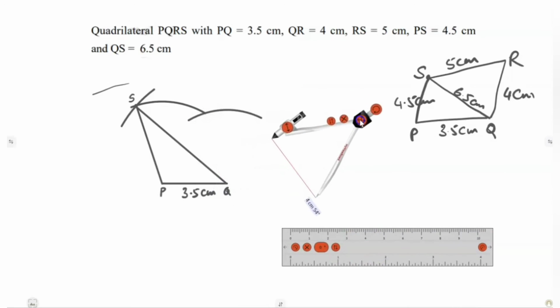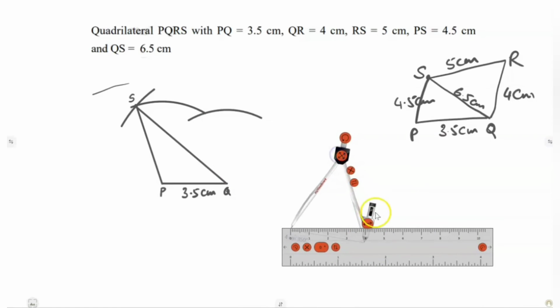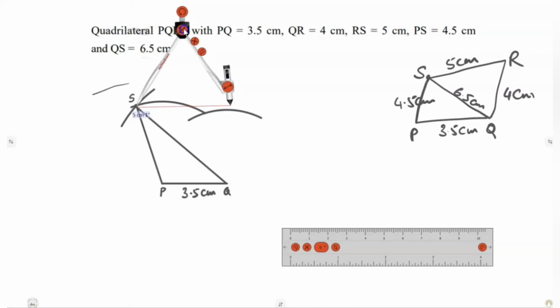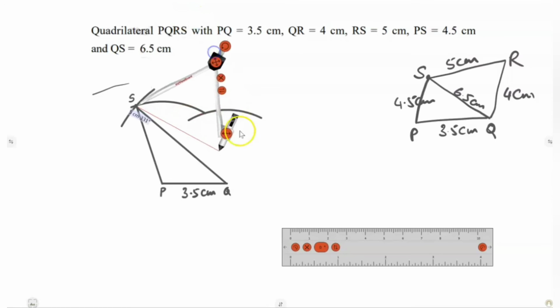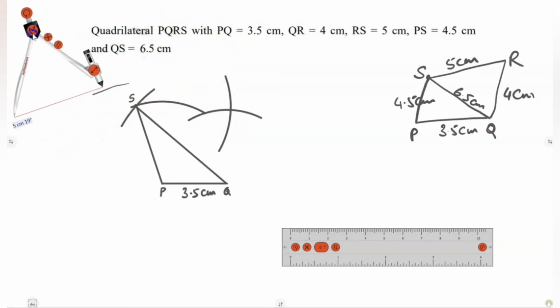Next, again take a radius of 5 centimeters now. This is the distance from S to R. We are going to construct point R. So open 5 centimeters radius, and this arc should be drawn from center S. Take point S as center and draw that arc of 5 centimeters, and the two arcs should meet. Mark the point of intersection of the two arcs as R.